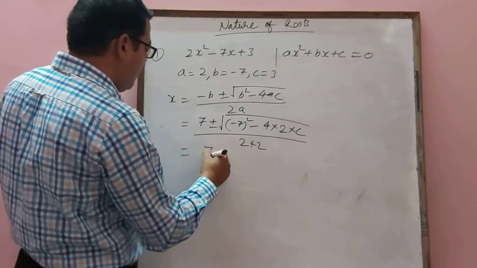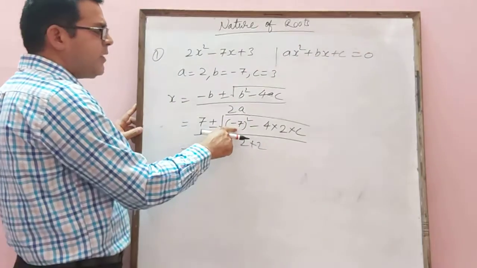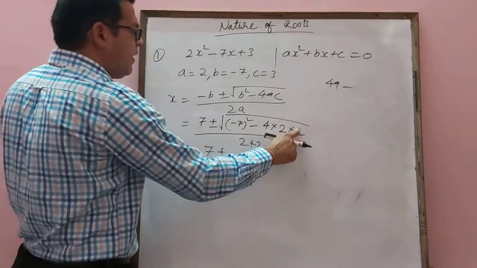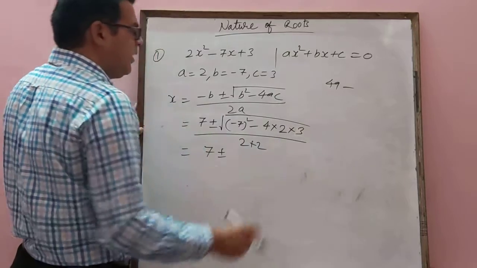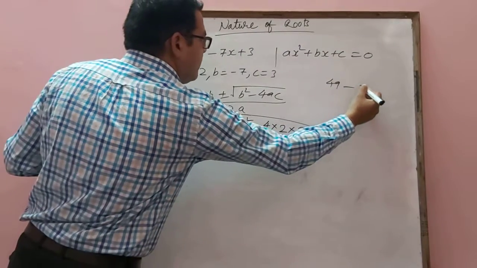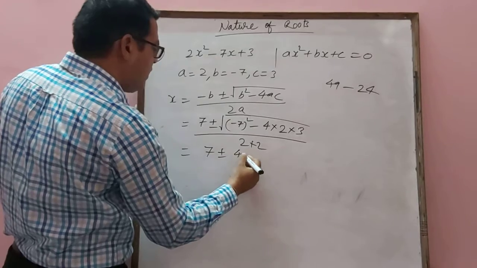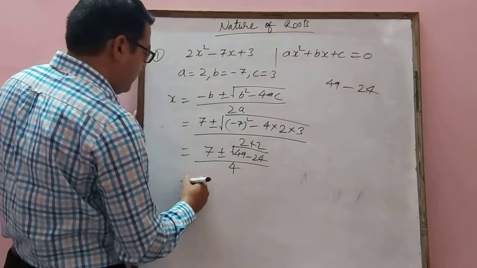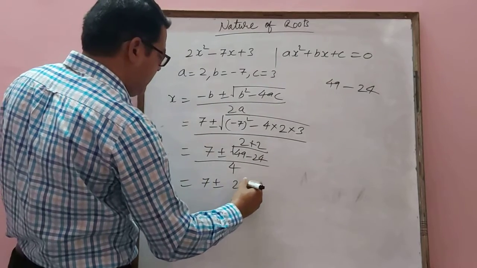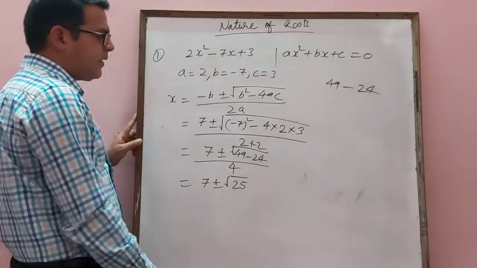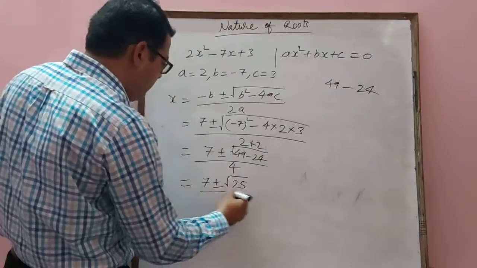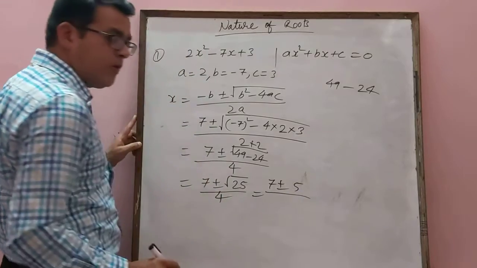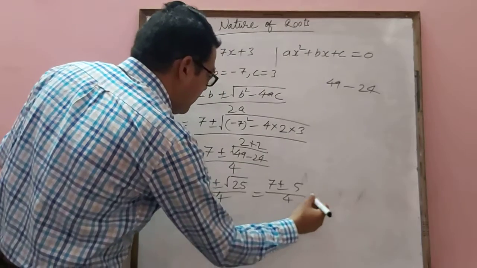So 7 plus minus the square root of 7 square, meaning 49, then minus 4 into 2, and for c we have to put the value here. So 4 into 2 is 8, 8 into 3 is 24. So we can write here 49 minus 24 and 2 into 2 is 4 we can write here. Now 7 plus minus, it is 25 now, after subtracting 24 from 49, upon 4. So 7 plus minus 5, the square root of 25 is 5, upon 4 we can write here.